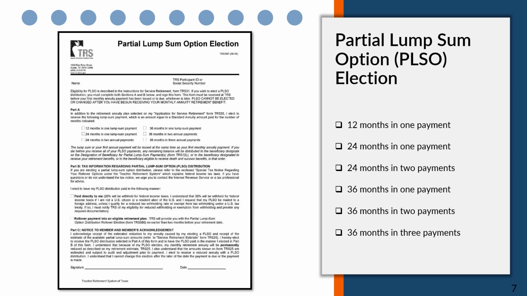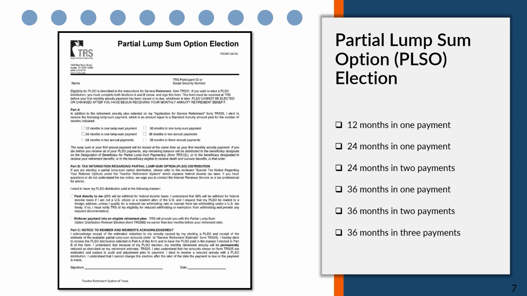PLSO election cannot be revoked or changed after your first monthly annuity payment has been issued. In Part A, you will select the type of lump sum payment you prefer. Your first PLSO payment will be issued at the same time as your first monthly annuity payment. The 24 and 36-month options can be broken down into annual payments. If you select 2 or 3 annual lump sum payments, the second and third payments will be made on the anniversary date of the initial lump sum payment.